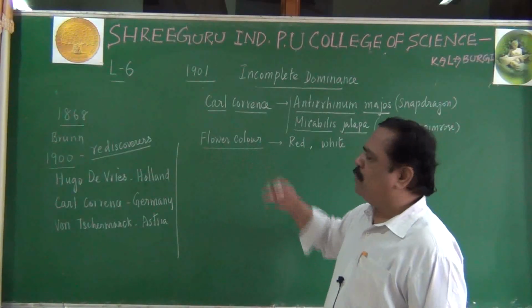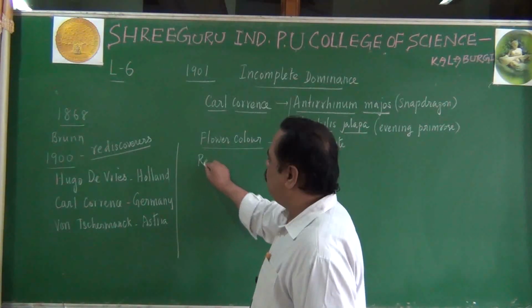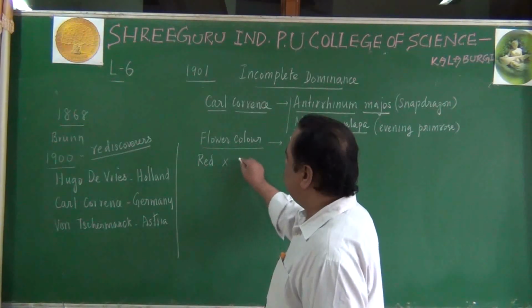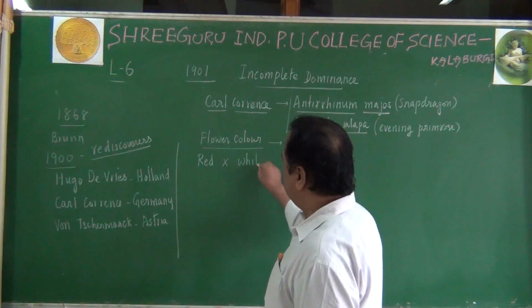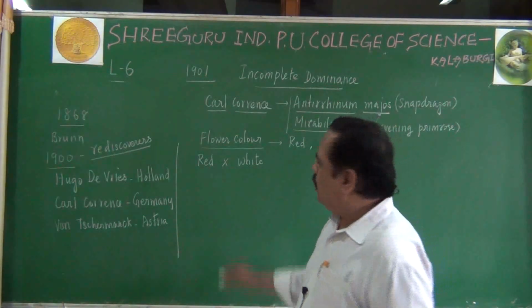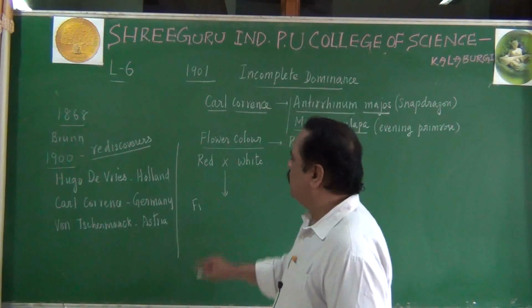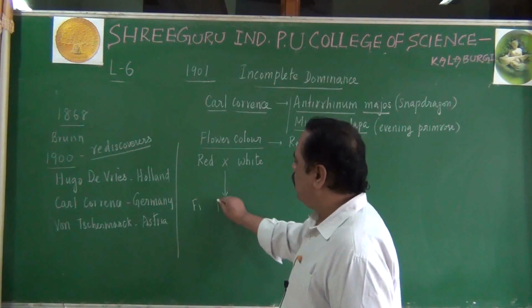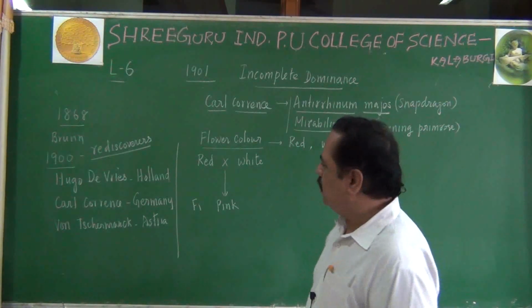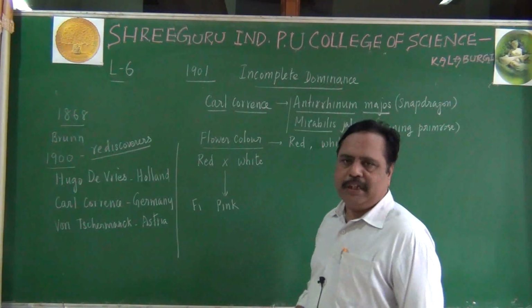The work done by Karl Karens was that he took one red flower producing plant and crossed it with one white flower producing plant. So red and white were crossed. In the F1 generation, or first generation, he got all pink varieties in this case. Please remember, neither red has come here nor white has come here.